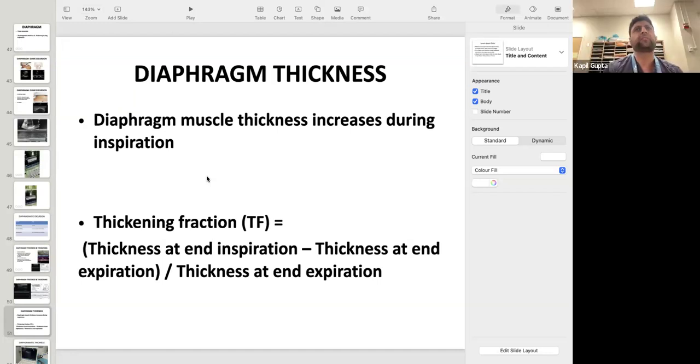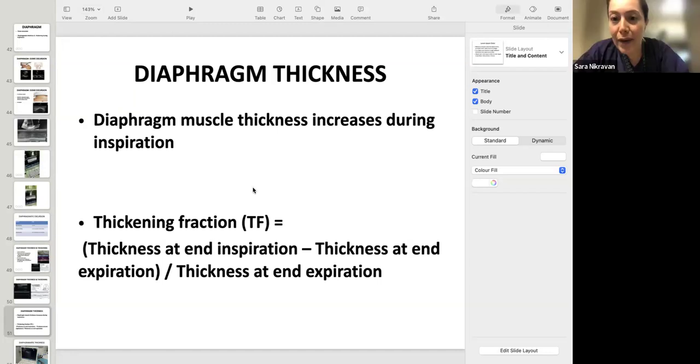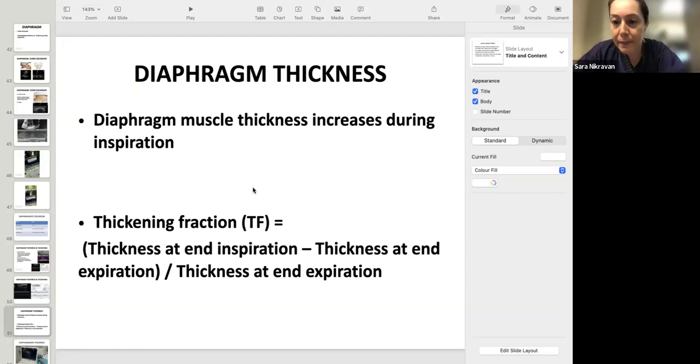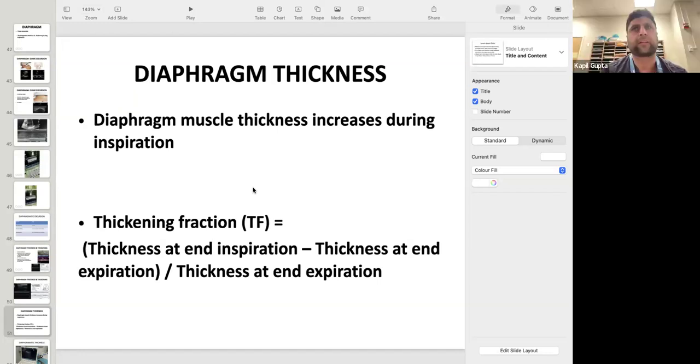Yeah, so basically we see more than 3 B lines are significant. Anything 3 or more, within a field between 2 rib spaces. Yeah, in one field. What do you think, Samuel?